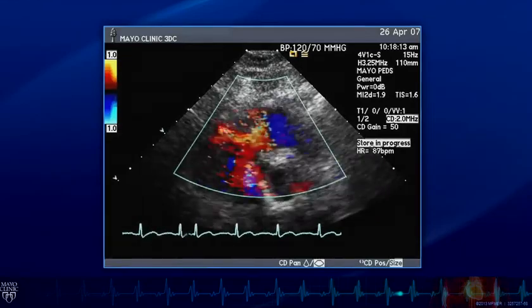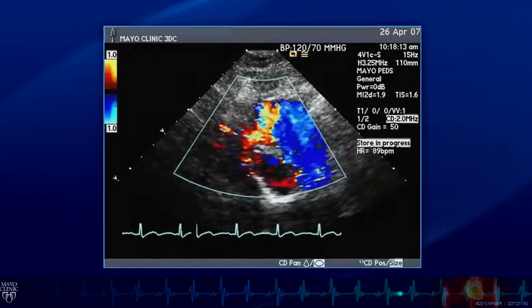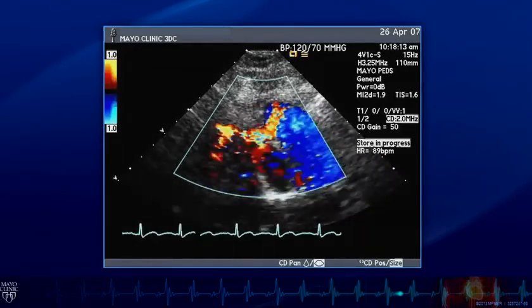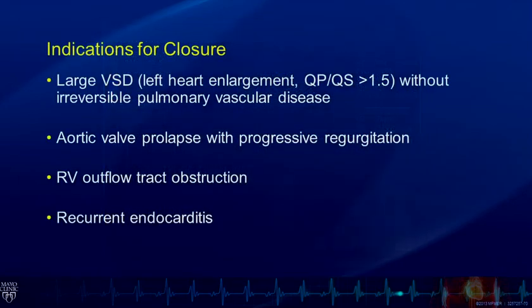Now it can be quite hard to get your continuous wave Doppler lined up here to get a true pressure gradient, but with altering your plane you usually can get your cursor in there, and we see here that this patient has significant obstruction because of that muscle bundle with a peak velocity of almost 5 meters per second through that mid-body of the right ventricle.